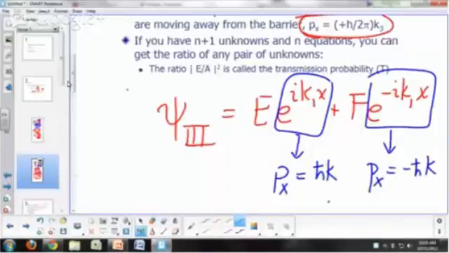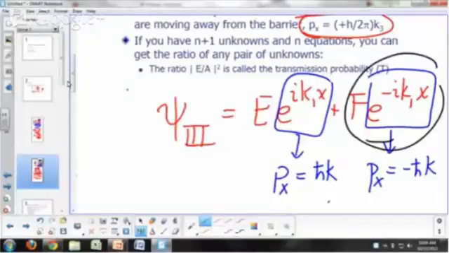So we're only going to look at situations, we're only interested in cases where the particles on the right side of the barrier are moving away from that barrier to the right. So what would that mean? We're going to eliminate this term right here. We're going to say f is equal to 0. So that gives us 5 unknowns.